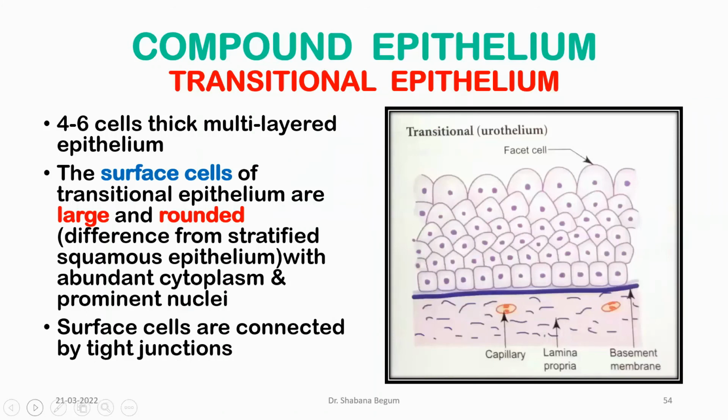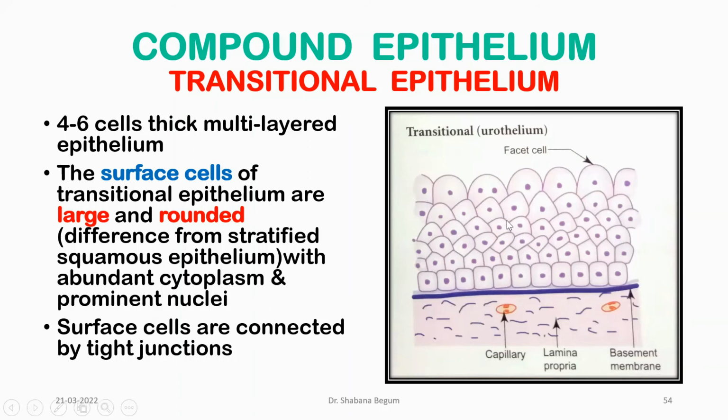Now the transitional epithelium, the next variety of the compound epithelium, is a very important type of epithelium, which usually consists of 5 to 6 layers thick. The most differentiating feature from the stratified squamous epithelium is that transitional epithelium, which is also known as the urothelium, is found in the lining of the urinary tract. Here in the topmost cells, the cells are larger in size. They have abundant cytoplasm and sometimes they may be binucleated. These large cells are also known as the umbrella cells.